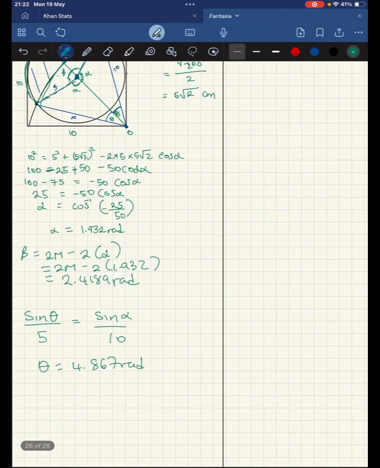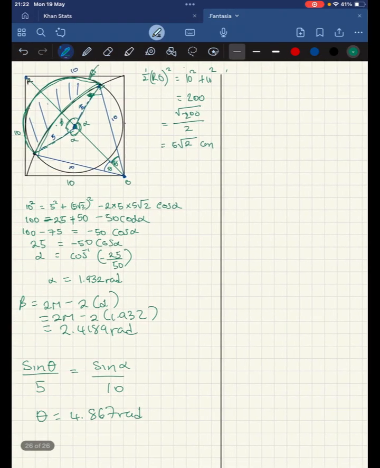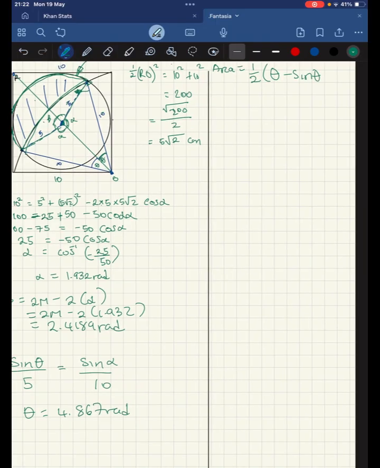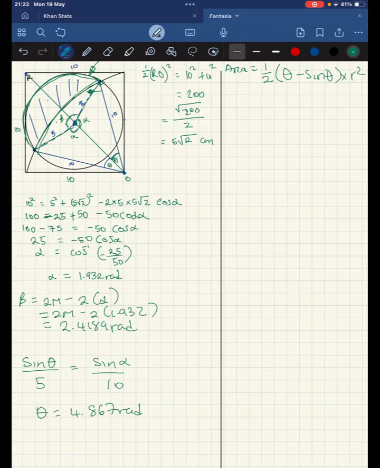Now, this was what was tricking us. The area of a segment, right, is equal to half theta minus sine theta times r squared, okay? That is the area of a segment.